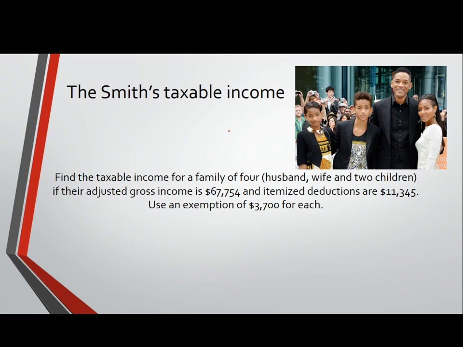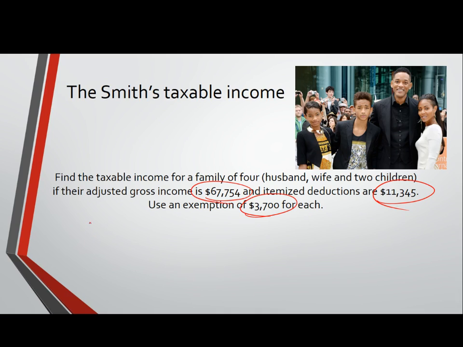Okay, so the Smiths' taxable income. I'm sure Will Smith's family makes more than this, but let's say that their adjusted gross income is $67,754. The itemized deductions are $11,345. And then each person gets an exemption of $3,700.